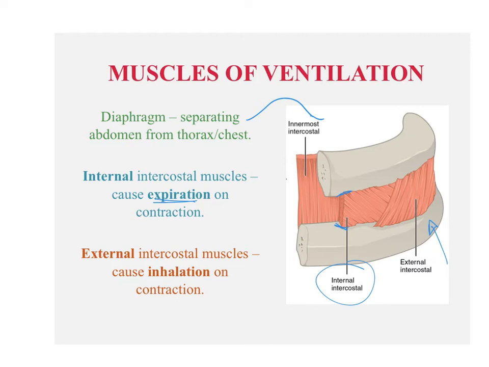Now, obviously, it would be nice if external intercostal muscles caused expiration and internal caused inhalation. It'd just make it easier to remember, but that's not the case. Okay, so maybe make a note of remembering that internal expires and external inspires. You know, opposites. Makes it a little bit more difficult. I don't know. It's up to you if you choose to use that.